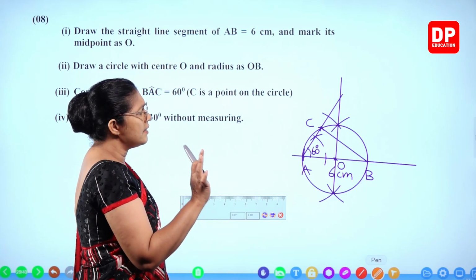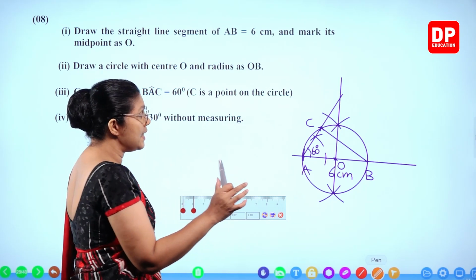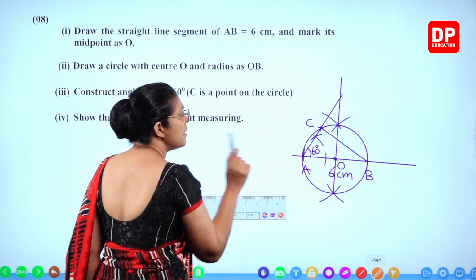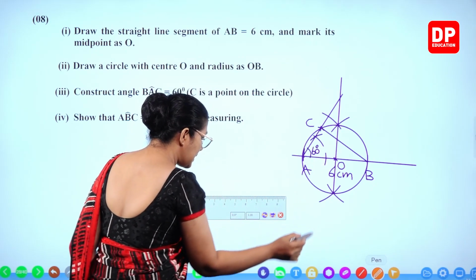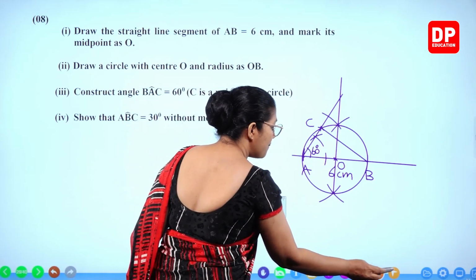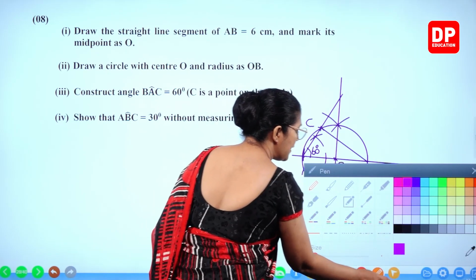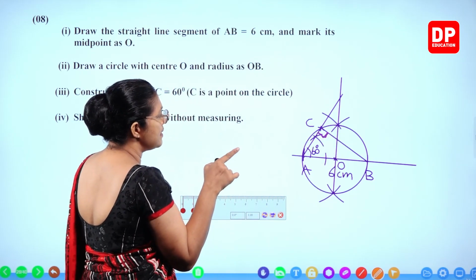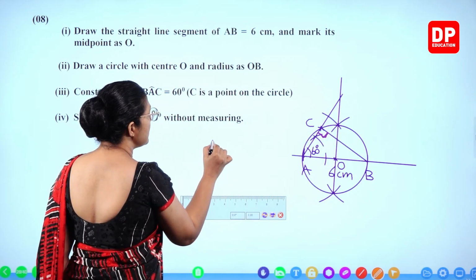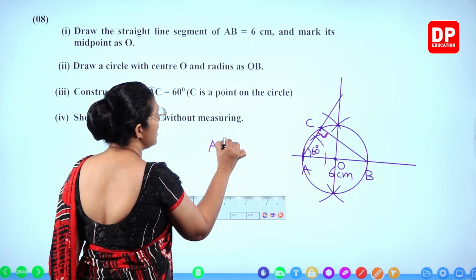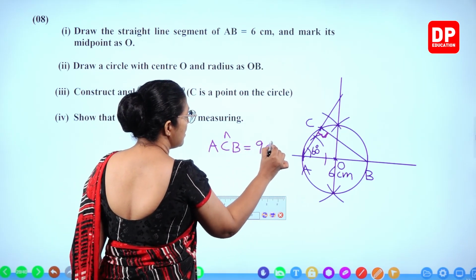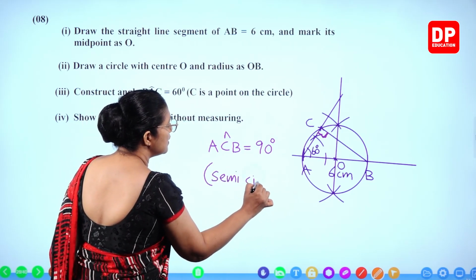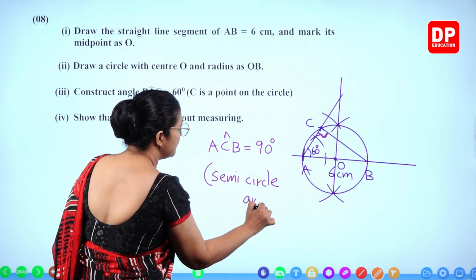So when you look at the circle, we can see AB is the diameter of the circle. If this is the diameter, what is this angle? This angle is 90 degrees. What's the reason? Any semicircle angle is 90 degrees. AB is the diameter, so you can write ACB is 90 degrees. What's the reason? Semicircle angle.